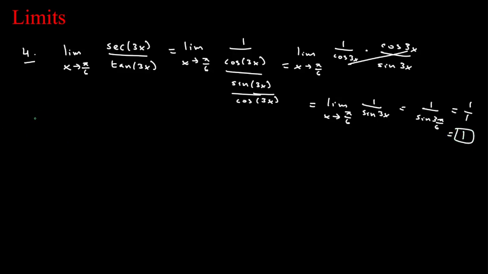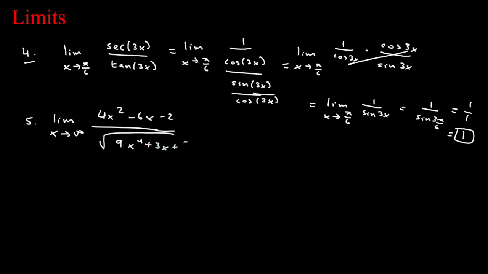Alright, number 5. This might look daunting at first, but I promise you, it's not too bad. Limit as x tends to infinity, so we're dealing with limits as you go towards infinity, of 4x squared minus 6x minus 2 all over the square root of 9x to the power 4 plus 3x plus 5x cubed.